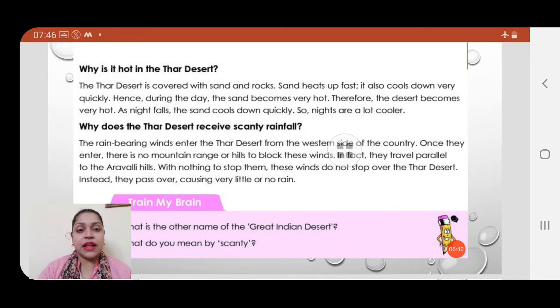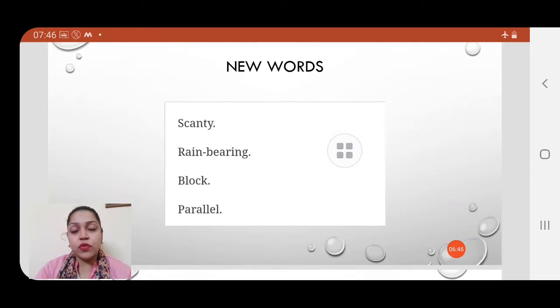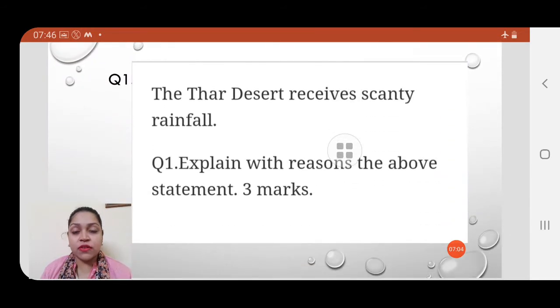Okay, children, so let's see what our new words are. Our new words are scanty, rain bearing, block and parallel. You will study the spellings and word meanings. I'll upload them in the Google Classroom. Then our next thinking question, this also I'll upload in the Google Classroom. You will have to write it on your own.